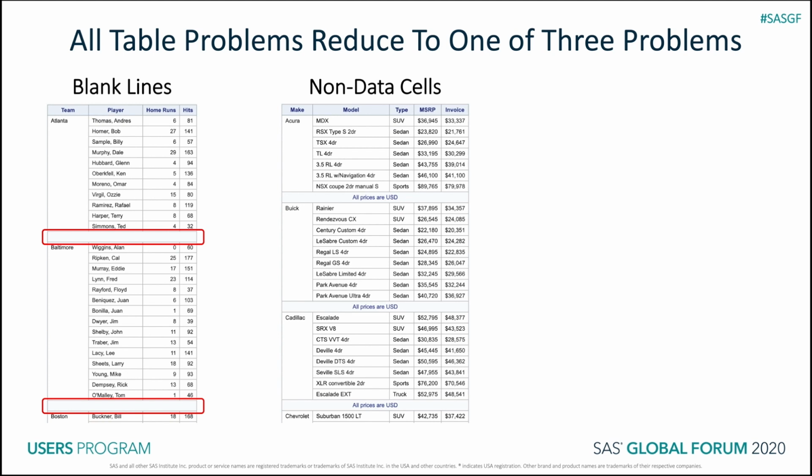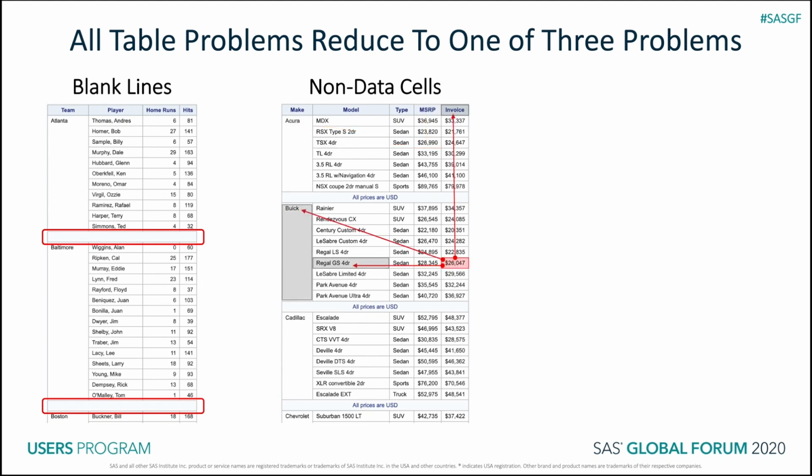Another problem is putting non-data cells within a table. So what do I mean by putting non-data cells in a table? If we look at this table, and at this cell here for the $26,990, that cell has headers which describe it. It is described by the Acura and the TSX 4-door and the MSRP. So I know how that cell is labeled.